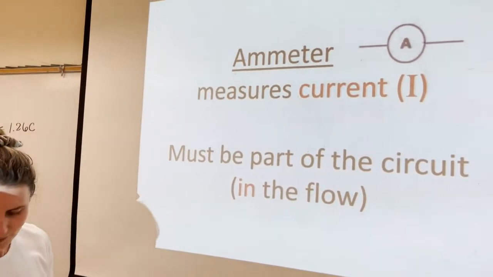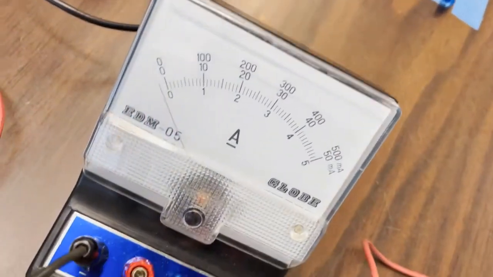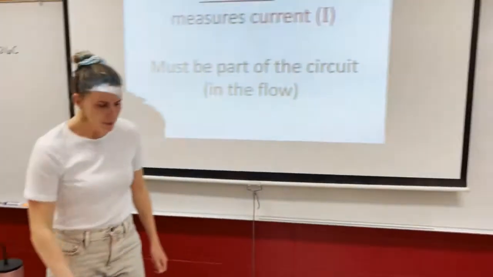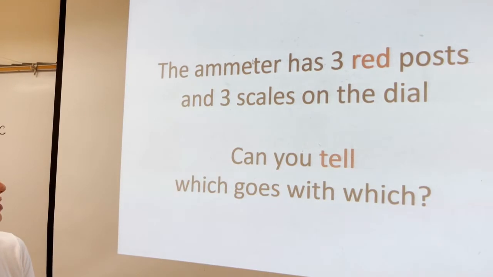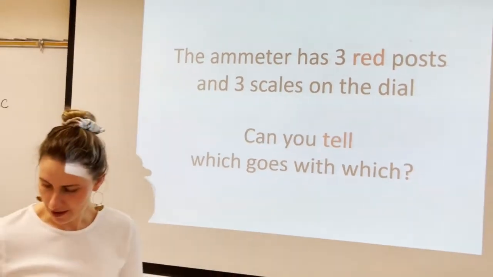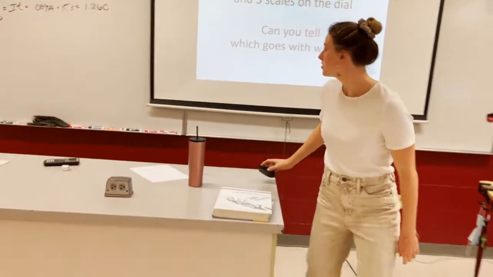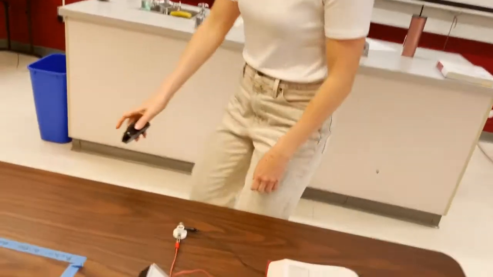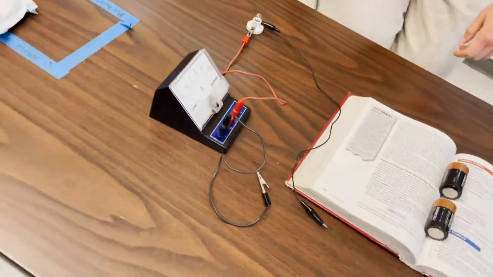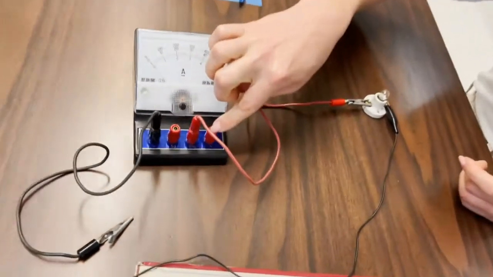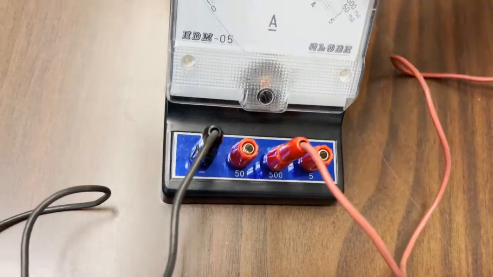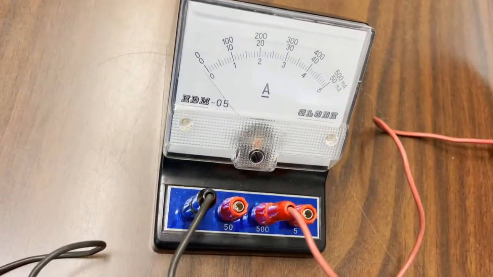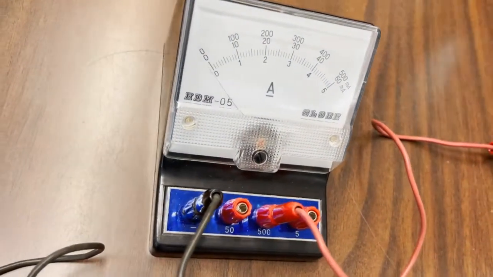Now, remember, yesterday we introduced this idea, and here's an actual ammeter right here. We're going to use it again today. So the ammeter has three red posts and three scales on the dial. Can you tell which goes with which?